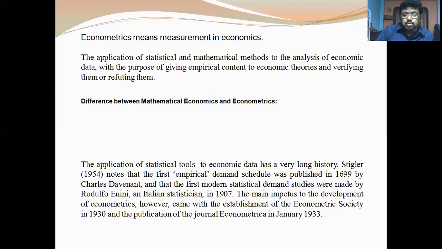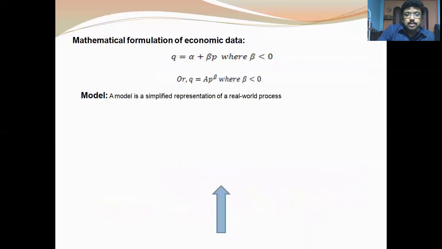The main impetus to the development of econometrics, however, came with the establishment of the Econometric Society in 1930 and the publication of the journal Econometrica in January 1933. With the publication of the journal, the momentum to the development of econometrics came into the scenario.